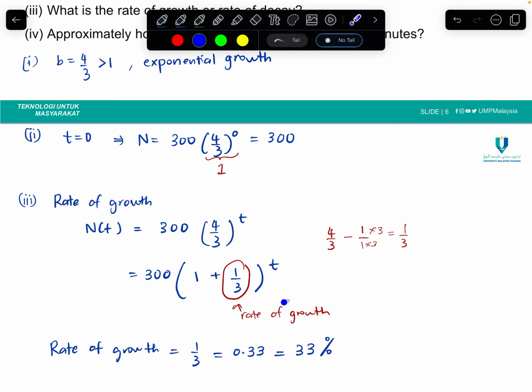Remember, we have to write in this format: the initial value, and then put the bracket, write 1 plus, because this is the rate of growth. If you have a rate of decay, you must change the addition to minus, 1 minus. But for this case, we use plus. Okay, so the remaining term here, 1 over 3, represents the rate of growth.